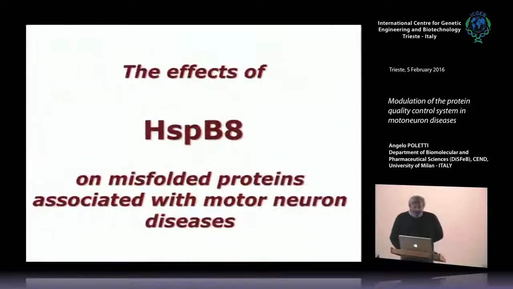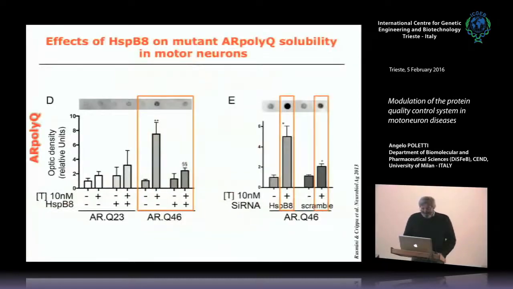What is the effect of HSPB8 on the misfolded proteins associated with motor neuron diseases? We will start with the androgen receptor, which is not linked to ALS but to another motor neuron disorder, SBMA. But we have testosterone plus and minus, which may help us understand something. We can induce aggregation by adding testosterone. If we overexpress HSPB8, we completely clear away the aggregates that are retained in the filter retardation assay.